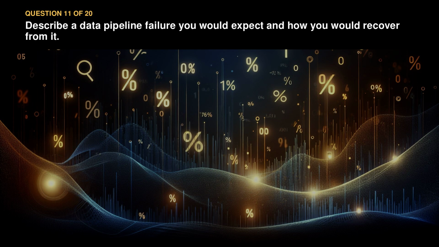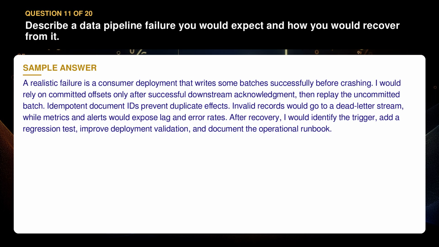Question 11. Describe a data pipeline failure you would expect and how you would recover from it. A realistic failure is a consumer deployment that writes some batches successfully before crashing. I would rely on committed offsets only after successful downstream acknowledgement, then replay the uncommitted batch.